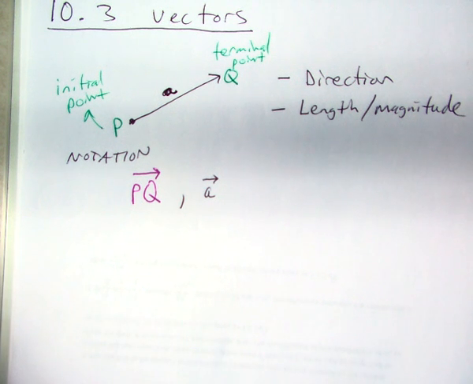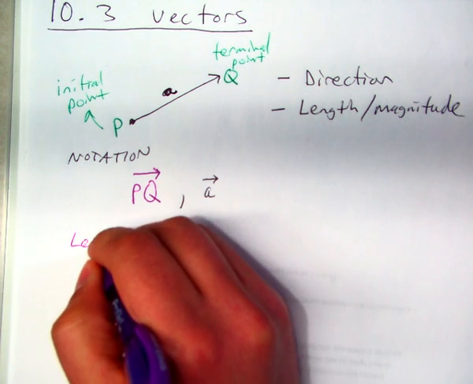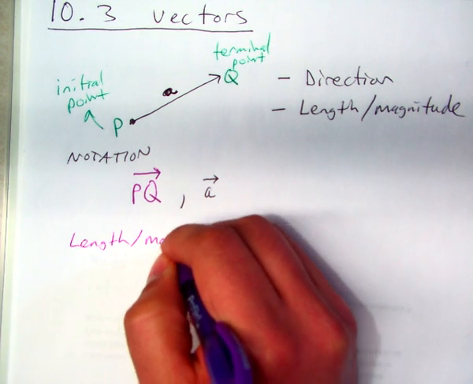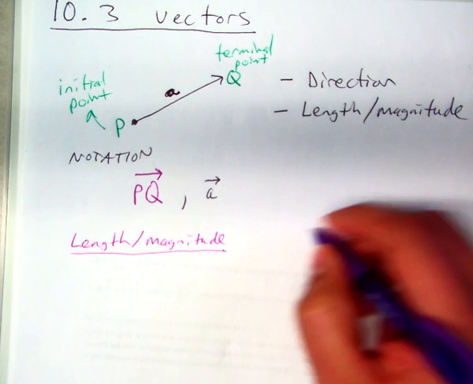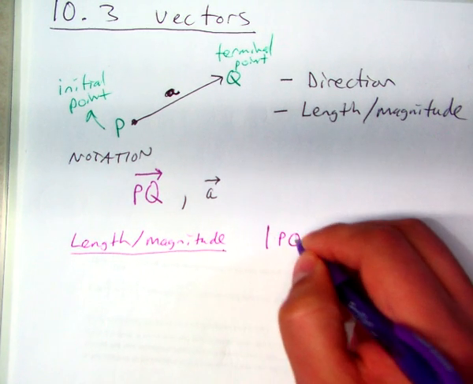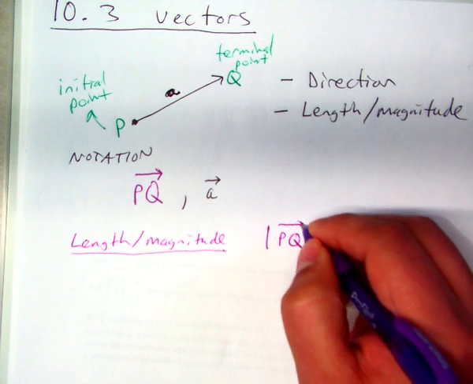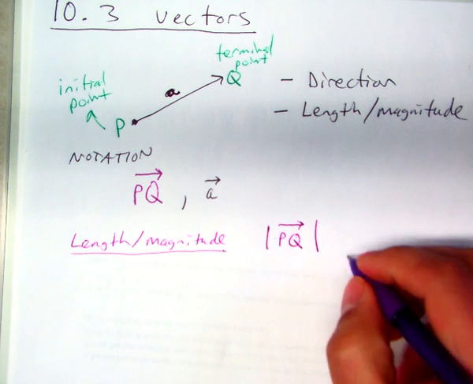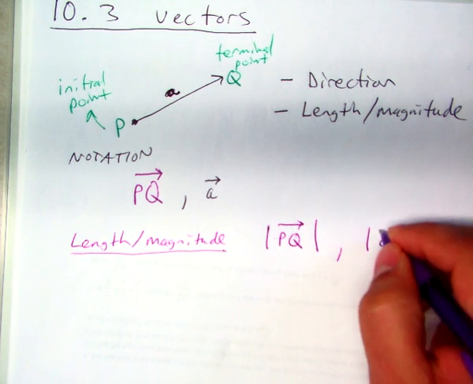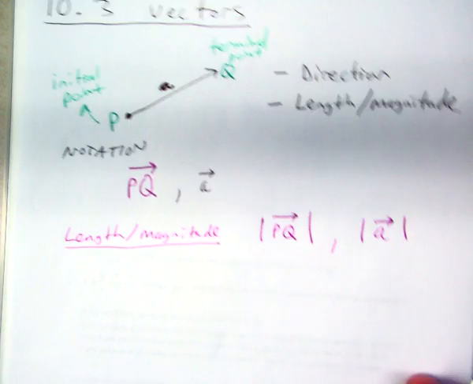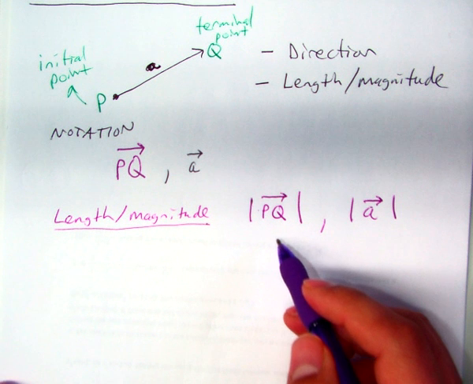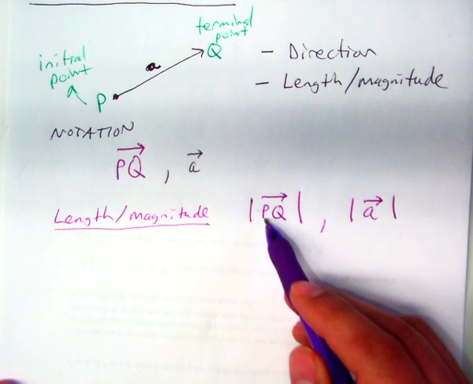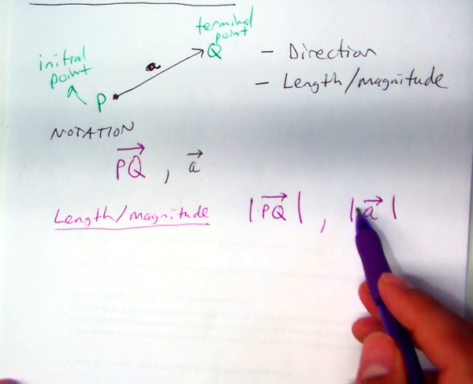And now as far as the length or magnitude, we just put vertical bars on the side of the vector. So you could write it like this, or if you're just talking about A, you can write it like that. This does not mean absolute value. In the context of vectors, this means the length of vector PQ and the length of vector A. Okay?